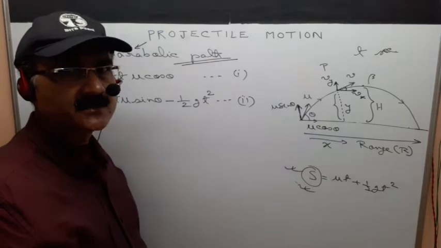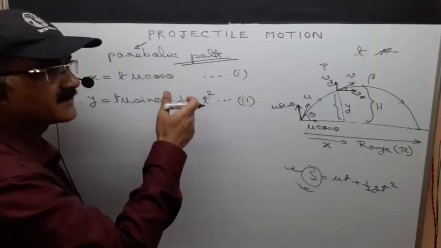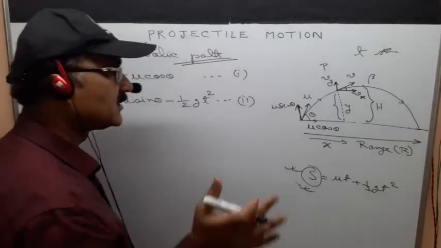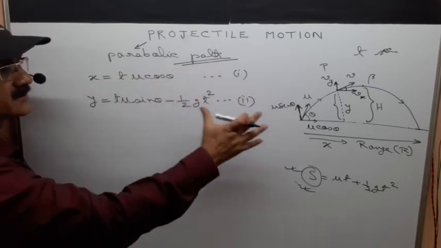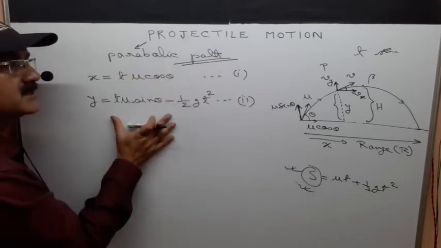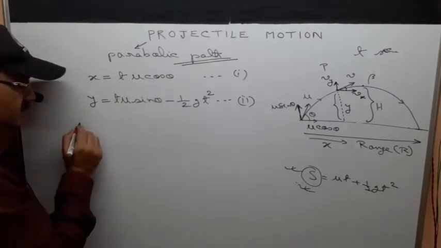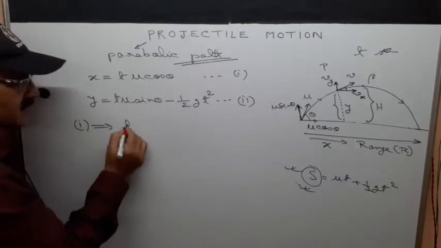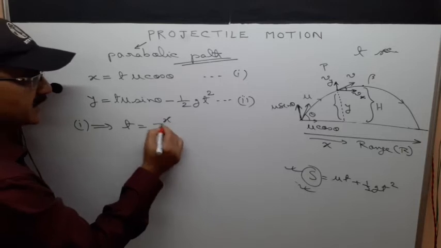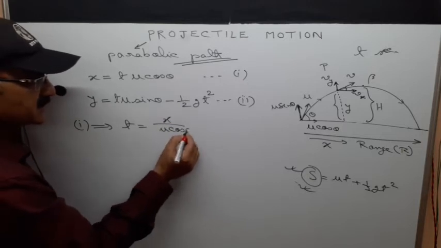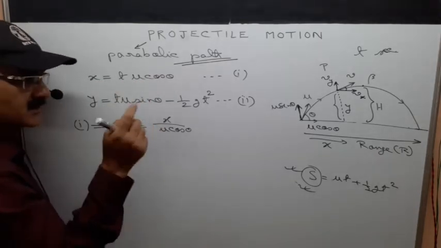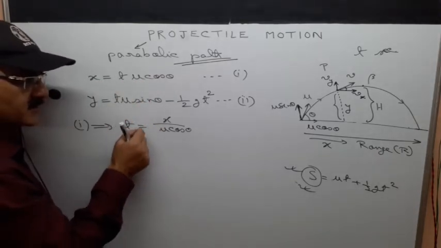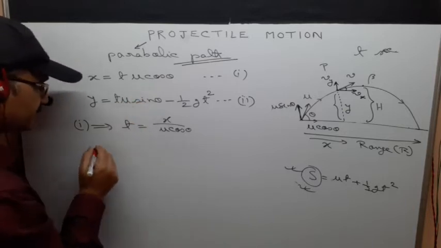As simple as that. Now this is mathematics of class 8-9. You have two equations. You want to remove t from here. What would be the easiest way? From equation 1, you say t is equal to x by u cos theta. Then you replace this value of t in the second equation.